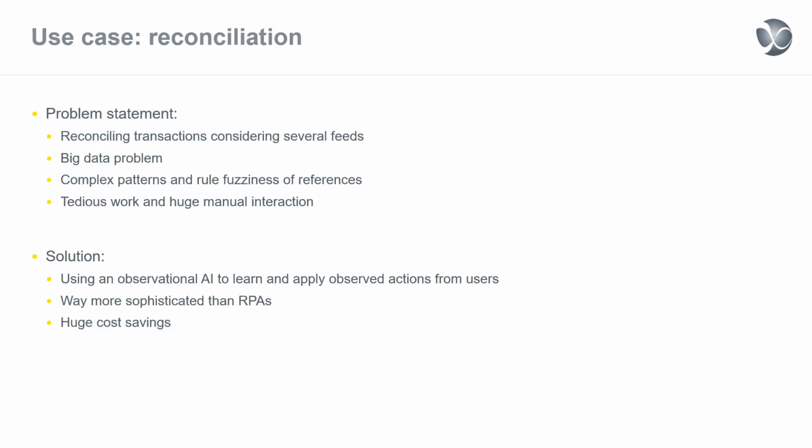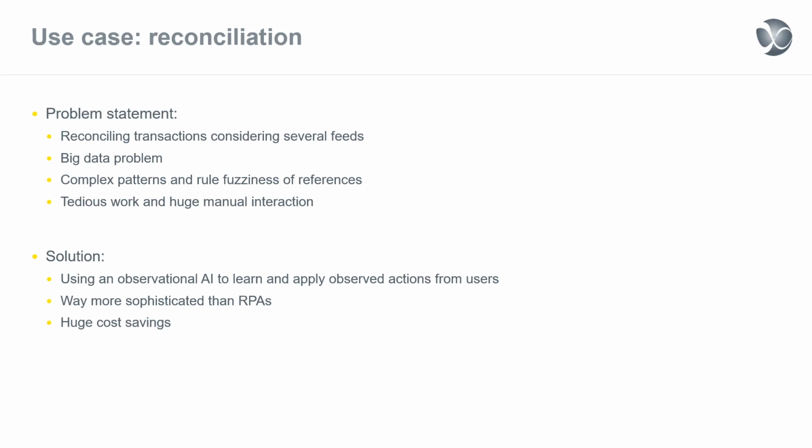So let's do a use case together. We have a problem statement, namely, we want to reconcile transactions considering several data feeds. It's a big data problem, so we have millions of transactions. We have complex patterns and rule fuzziness of the references that are embedded in those transactions, and it's really tedious work and a huge manual interaction necessary to do those things in a traditional way.